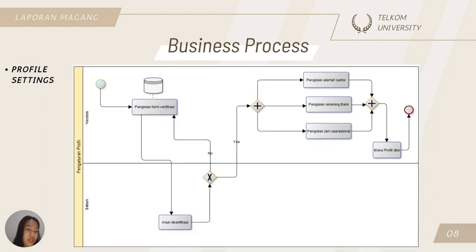And then profile settings. Vendors will fill in the data verification form after login. Then the system will verify the data. If the data is wrong, the user will be asked to fill in the verification form again, but if it is correct, the user will be asked to fill in the office address, fill in the bank account, and fill in the operating hours. Finally, the profile is completed.